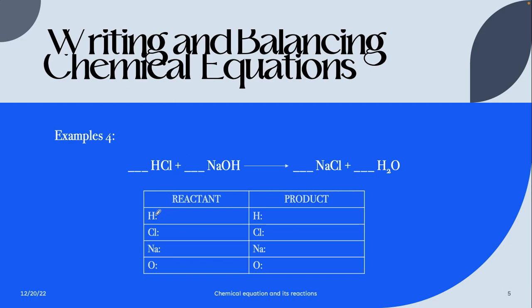On hydrogen, there is, let's see, 1 and 2. So there are 2 hydrogens. Then chlorine, there is only 1. So we're going to write 1. Sodium, there is also only 1. And oxygen, there is 1.